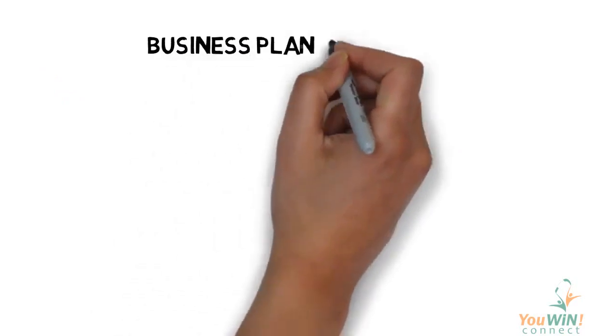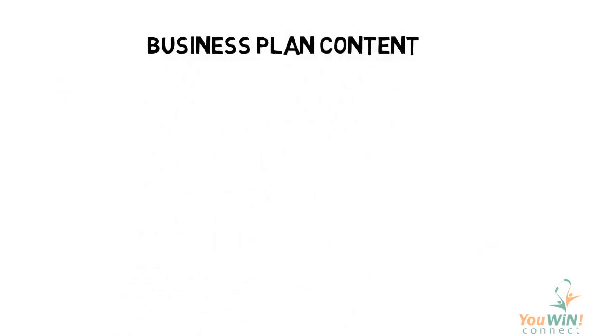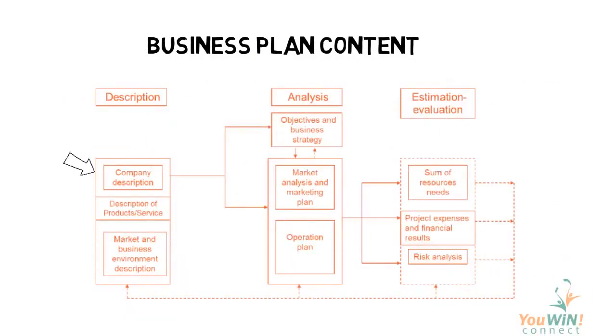Now, let's look at the content of the business plan. The first part of the business plan content usually includes a company's description, a description of the product and services of the company, an analysis of the company, its products, its market, so that the reader can clearly understand the company, the characteristics and the needs of the company's customers, its products, and who its competitors are.